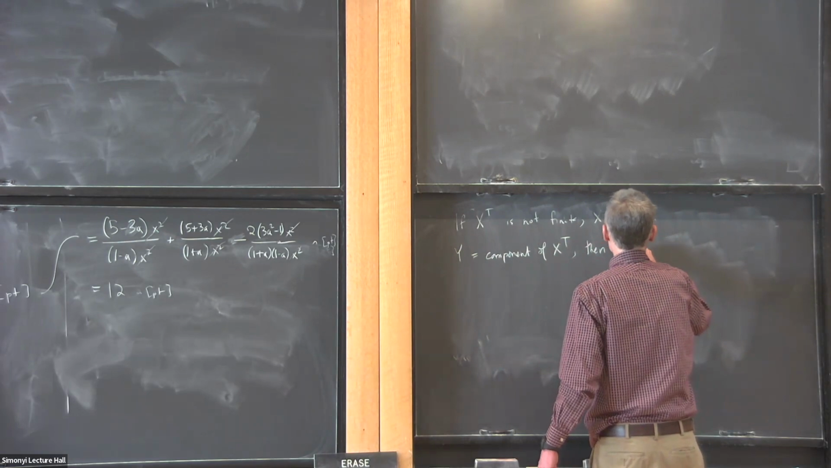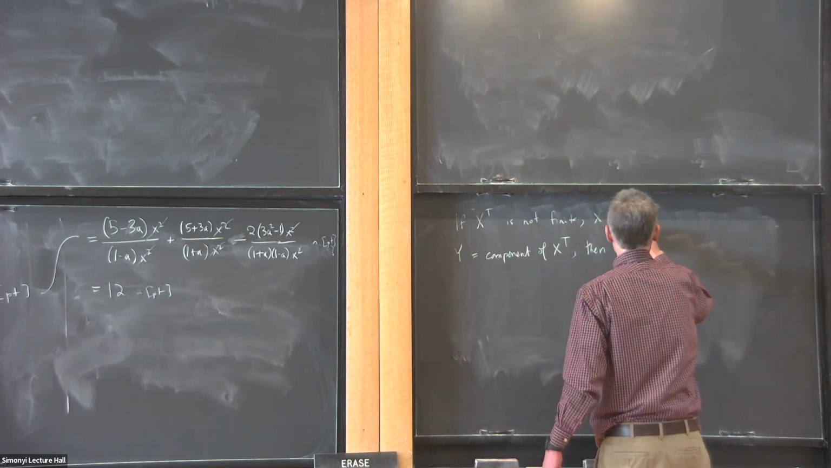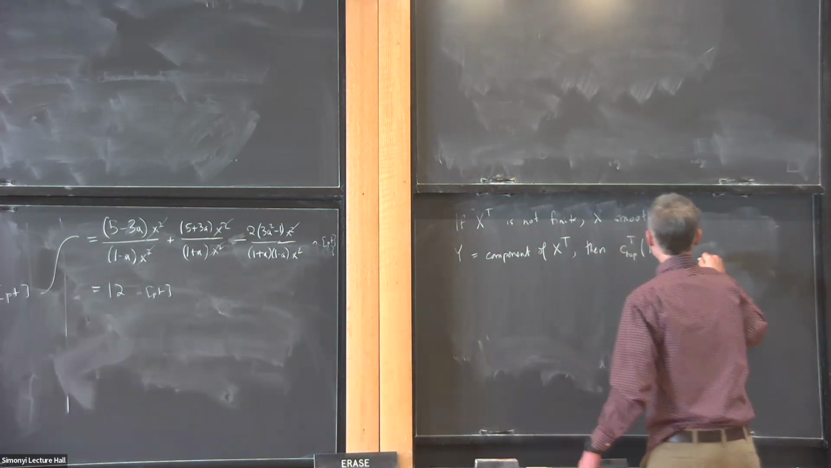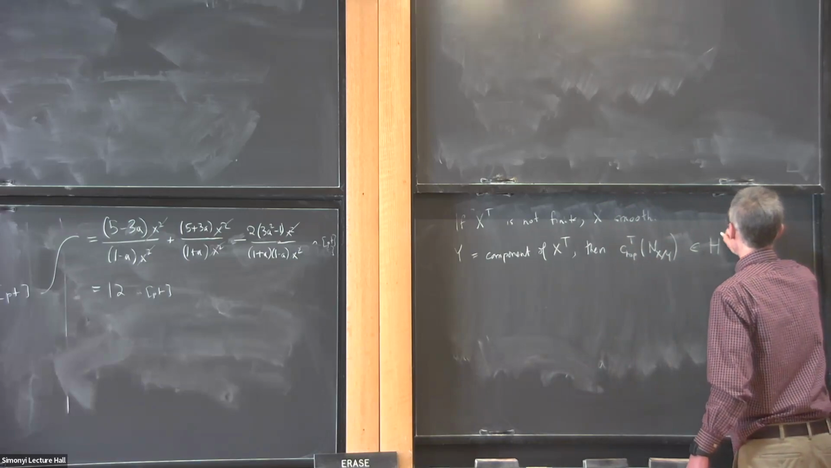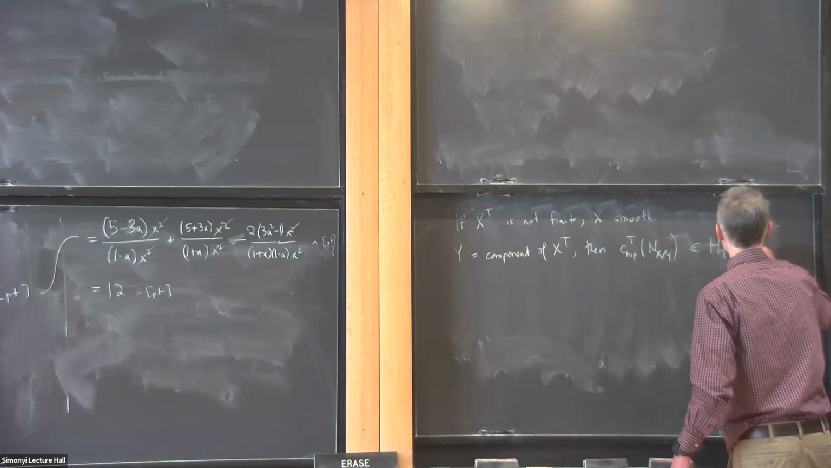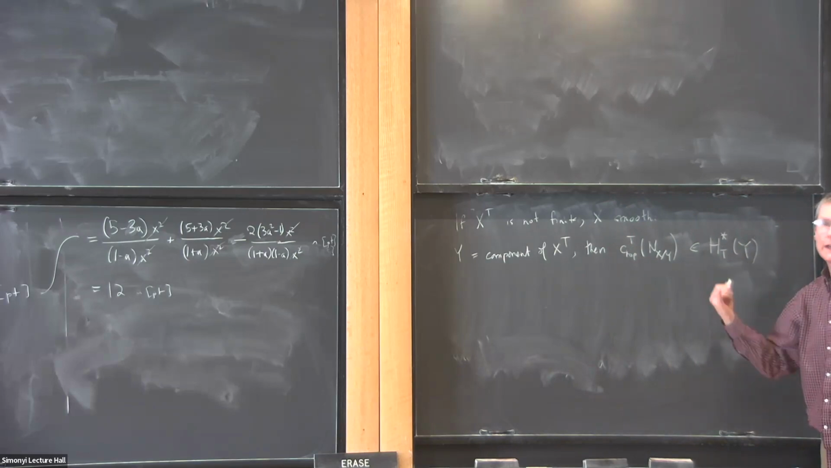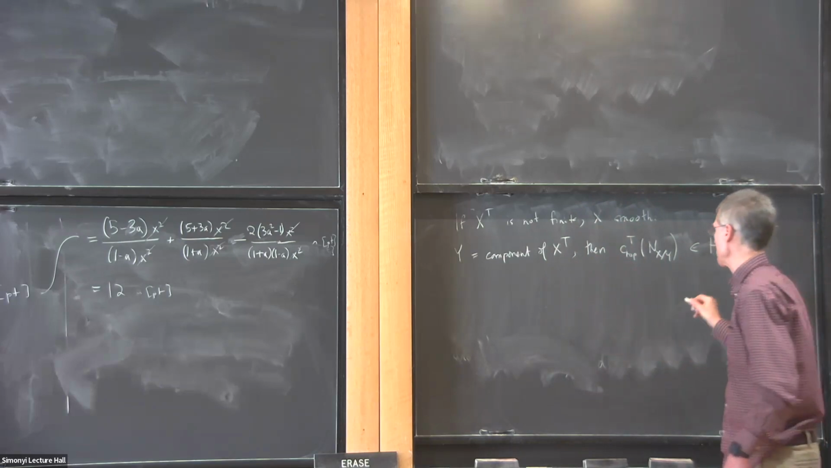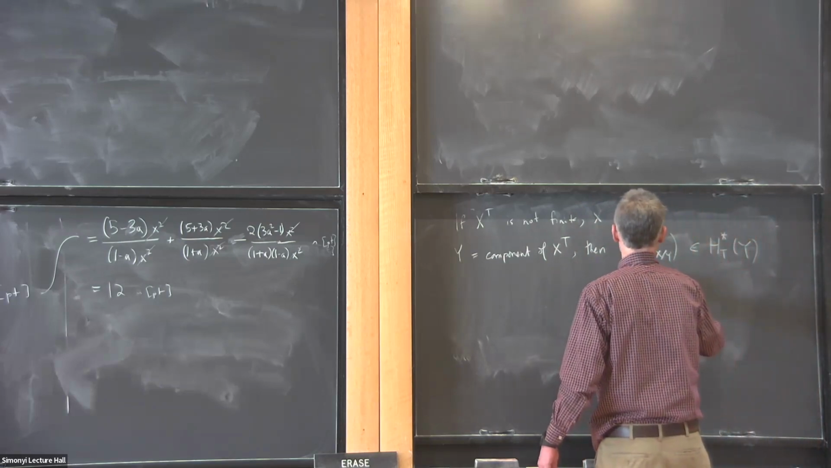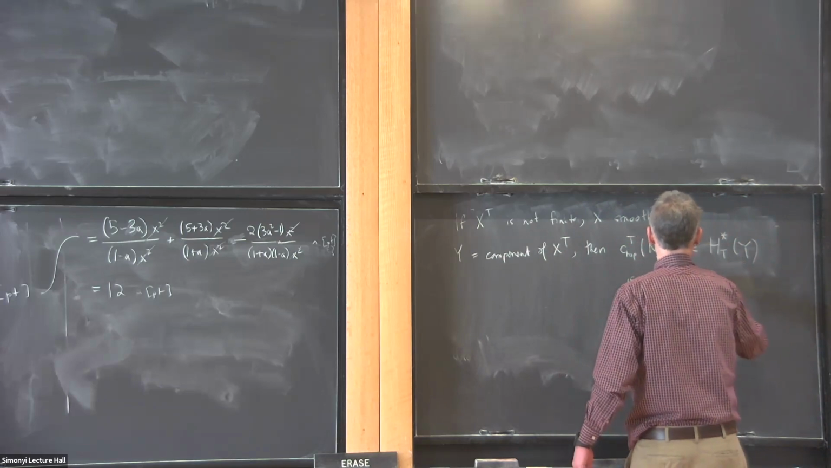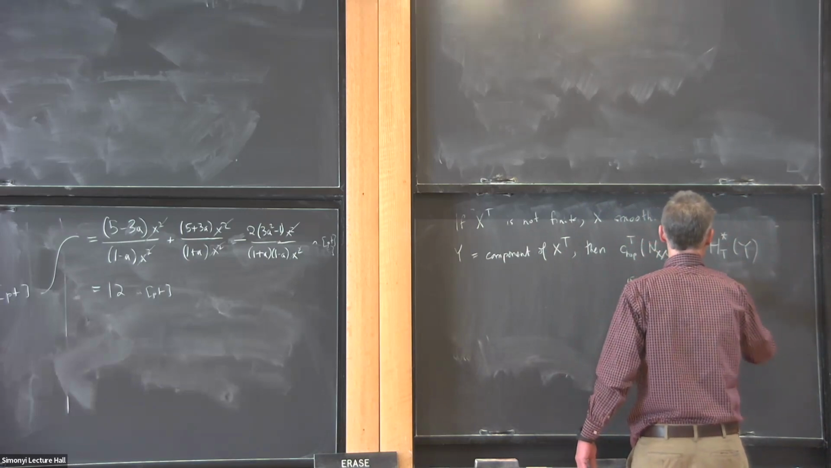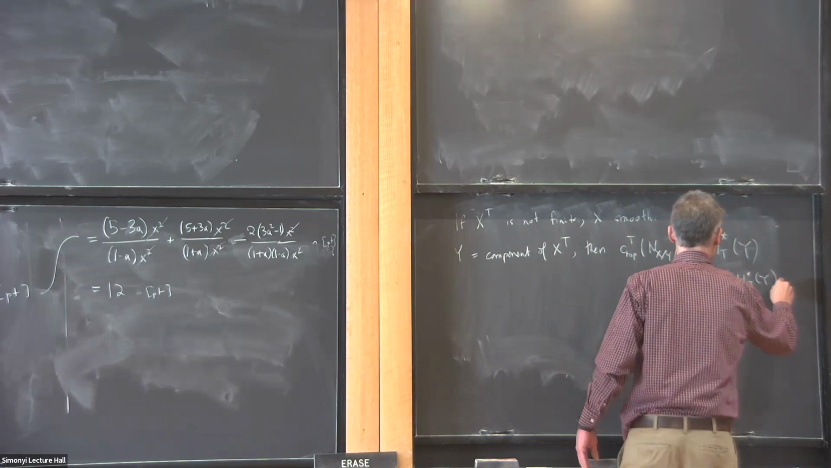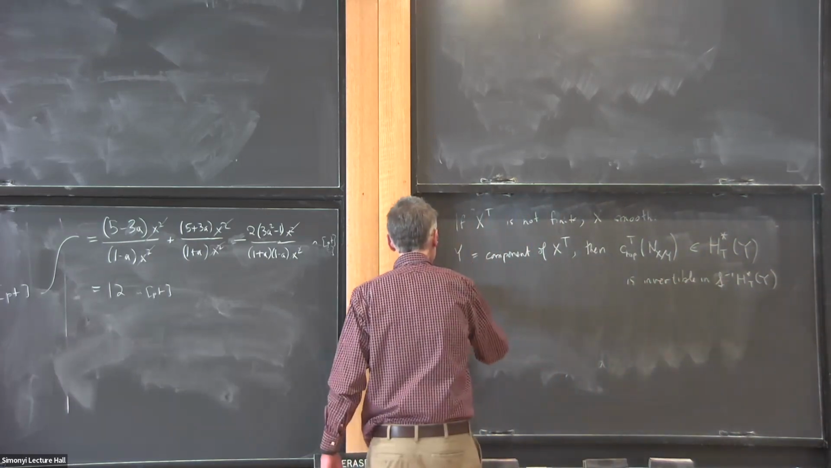if I look at the top Chern class of the normal bundle to Y in X, this is an element in the T-equivariant cohomology of Y, and that's invertible if I invert my elements in S, for the same reason that for a point it was invertible. So this is invertible in S inverse H star T of Y.